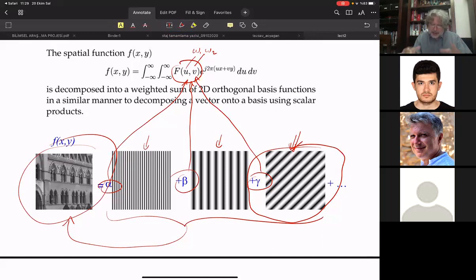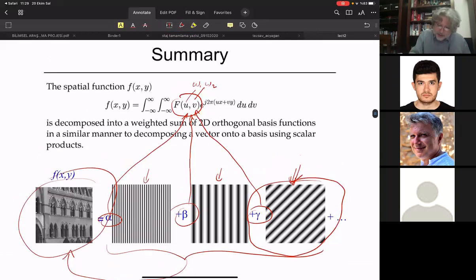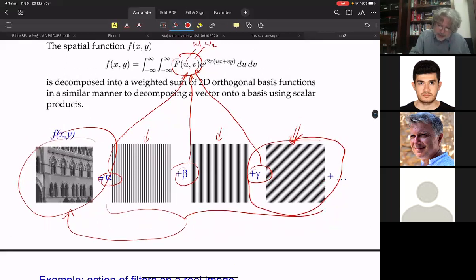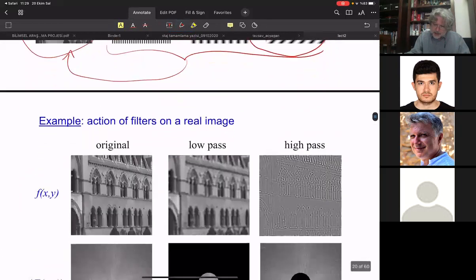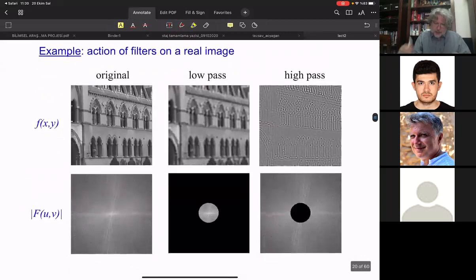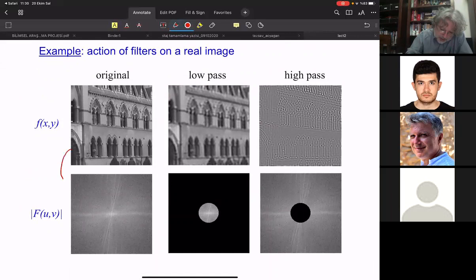By the way, the Fourier transform, this thing, if you plot it along the omega-1 and omega-2 axis, they will give you alpha, beta, gamma values individually along a 2-dimensional axis. And they will look like this. The Fourier transform of this image is this. Of course, only in magnitude.